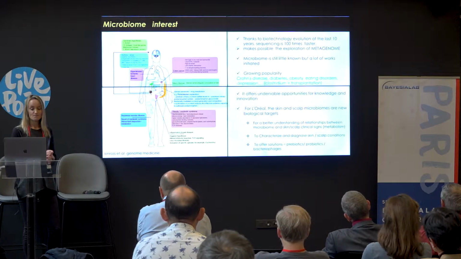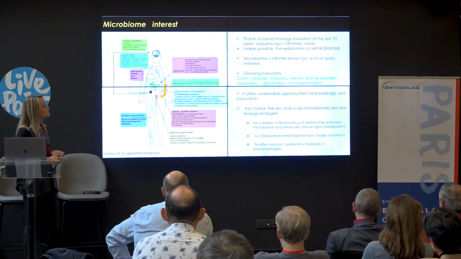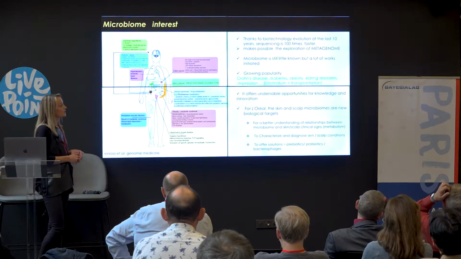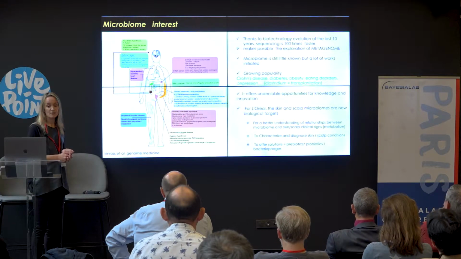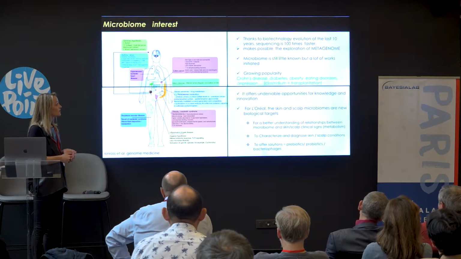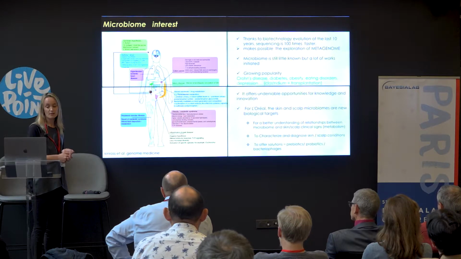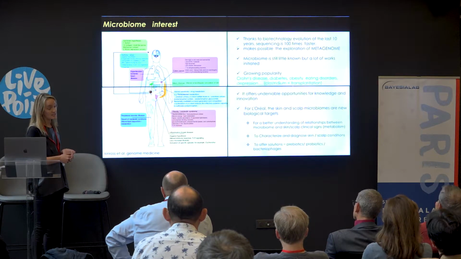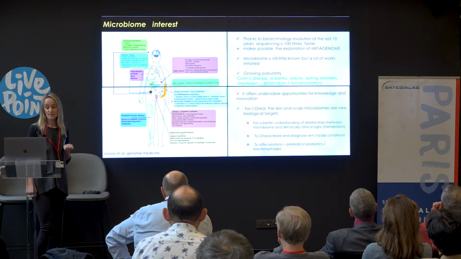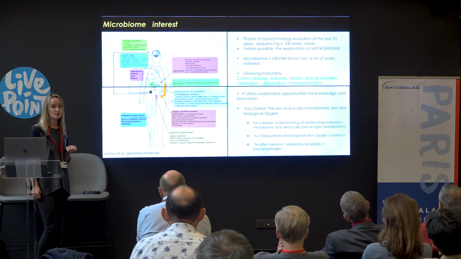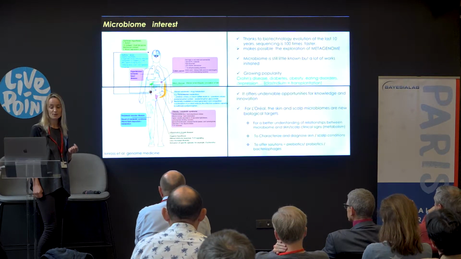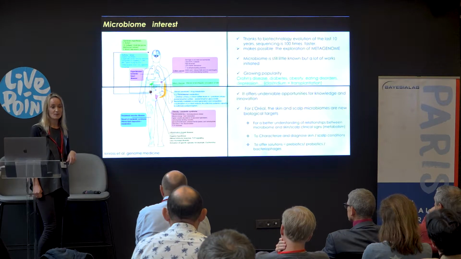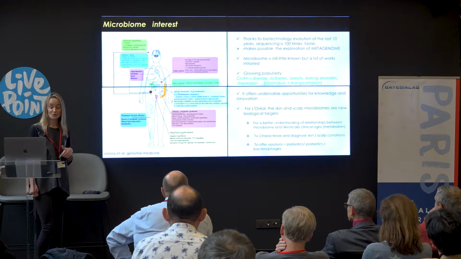And its popularity is growing because a lot of causal links have already been evoked or even demonstrated between the microbiome and many diseases, such as Crohn's disease, diabetes, obesity, eating disorders, and even depression. I don't know if you've ever heard about it, but a lot of people talk about the gut as a second brain, because there are a lot of links between the gut and the brain.